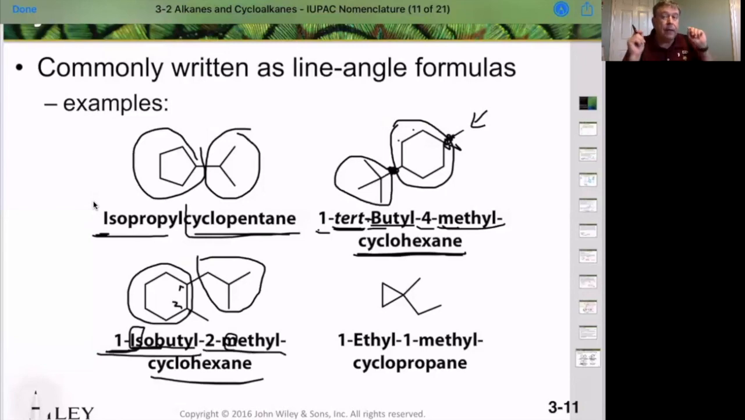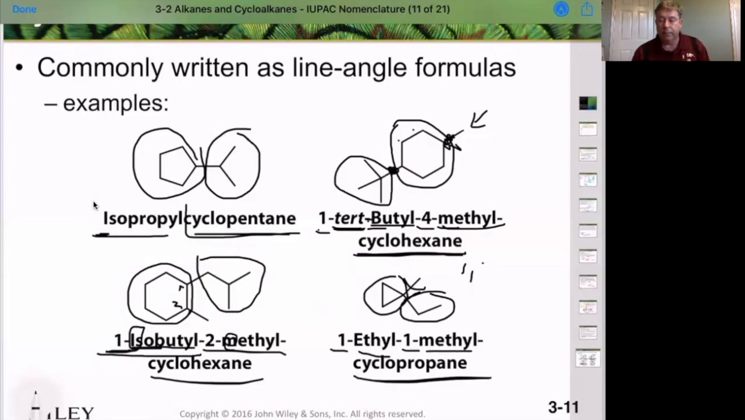Okay, I said we can have these rings in any size from 3 up. And so let's do this last one right here. Our ring here is cyclopropane. Okay, we have 3 carbons, so that's propane, but it's a ring, so it's cyclopropane. We have 2 substituents on it, and they're both on the same carbon, so great, we get to name them both number 1 right here. And we have an ethyl group and a methyl group. E comes before M alphabetically, so it's going to be 1-ethyl-1-methylcyclopropane.